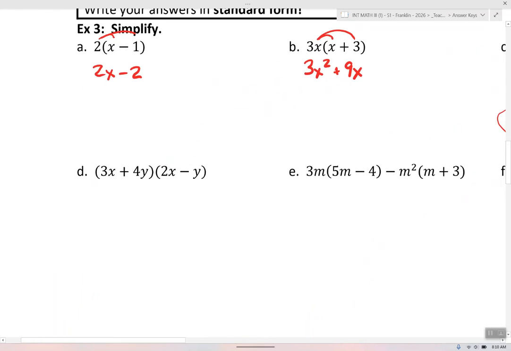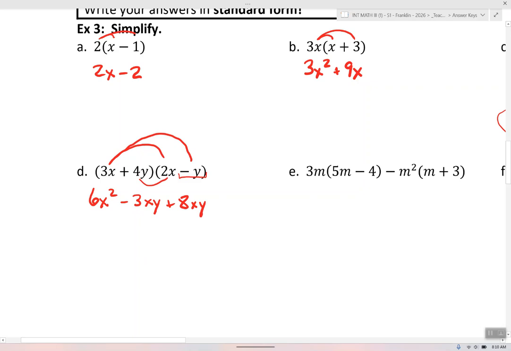Moving along to example D, we again have two binomials here. So 3x times 2x gives us 6x squared. 3x times negative y, make sure that negative sign stays with it, it's going to give us negative 3xy. 4y times 2x is going to be 8xy, right? Just list your variables there.